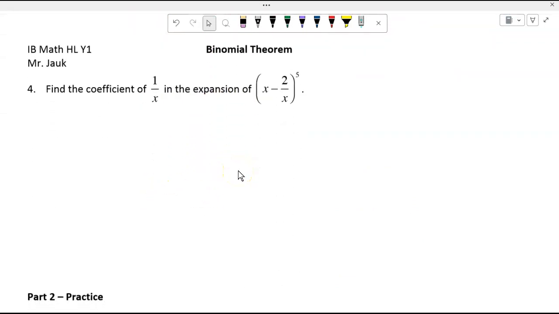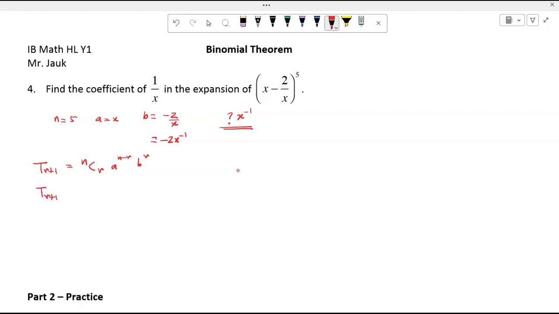See now this one, same method as what I showed you, the general term. What's your n? 5. a is x, b is 2 over x. No, minus 2 over x, because the general form is a plus b. I want the coefficient of x raised to minus 1. General term formula: T(r+1) equals nCr a raised to n minus r, b raised to r.